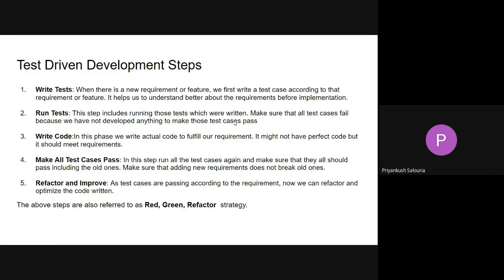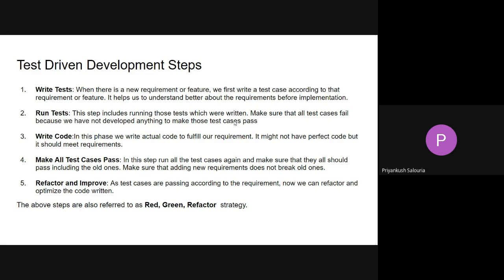So the third step is writing actual code. Now we are done with step one and step two, so we need to write the actual code in order to pass those failed test cases. Remember one thing: we have to write only that much code that is enough to pass those failing test cases. The fourth step is make all test cases pass. After writing the actual code, rerun all the test cases again and make sure they are all passing.